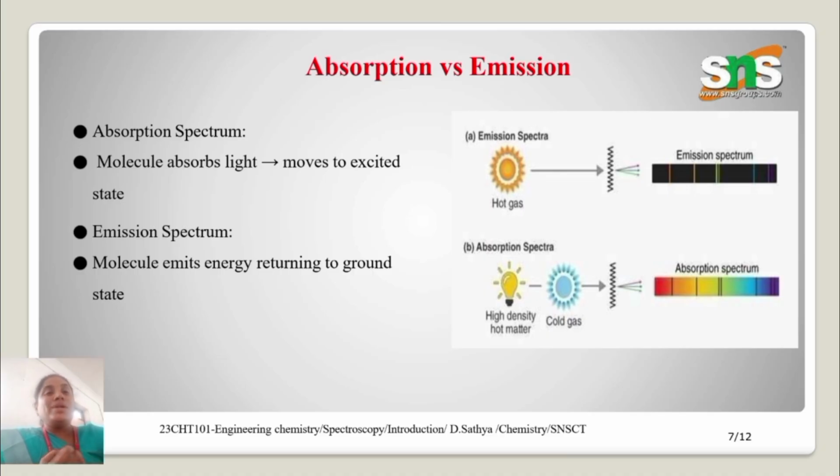So absorption versus emission. What is meant by absorption? What is emission? Absorption means the molecule absorbs light, that means electrons jump from the ground state to the excited state. This is absorption. In emission, the molecule emits energy on returning to the ground state. That means in absorption the sample absorbs the light and the electrons move to the excited state. In an emission spectrum, the molecule goes from the excited state back into the ground state. So this is the difference between emission and absorption spectra. This is a diagram of emission and absorption spectra.